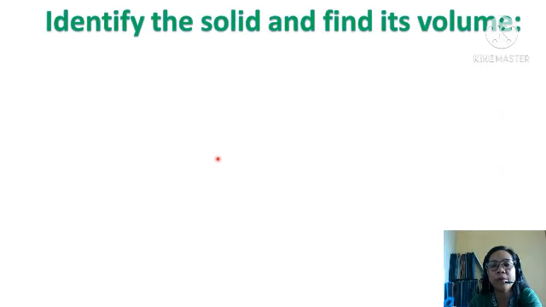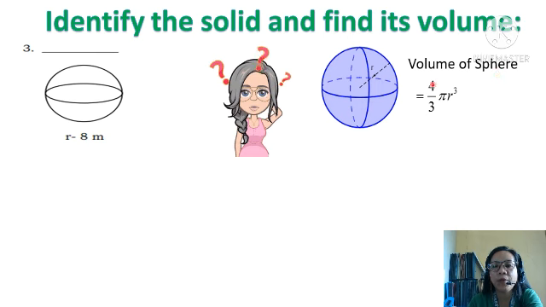This is what kind of solid figure? Yes, this is a sphere. The volume of a sphere is 4/3 times pi times radius cube. Hindi yan radius squared, radius cube.